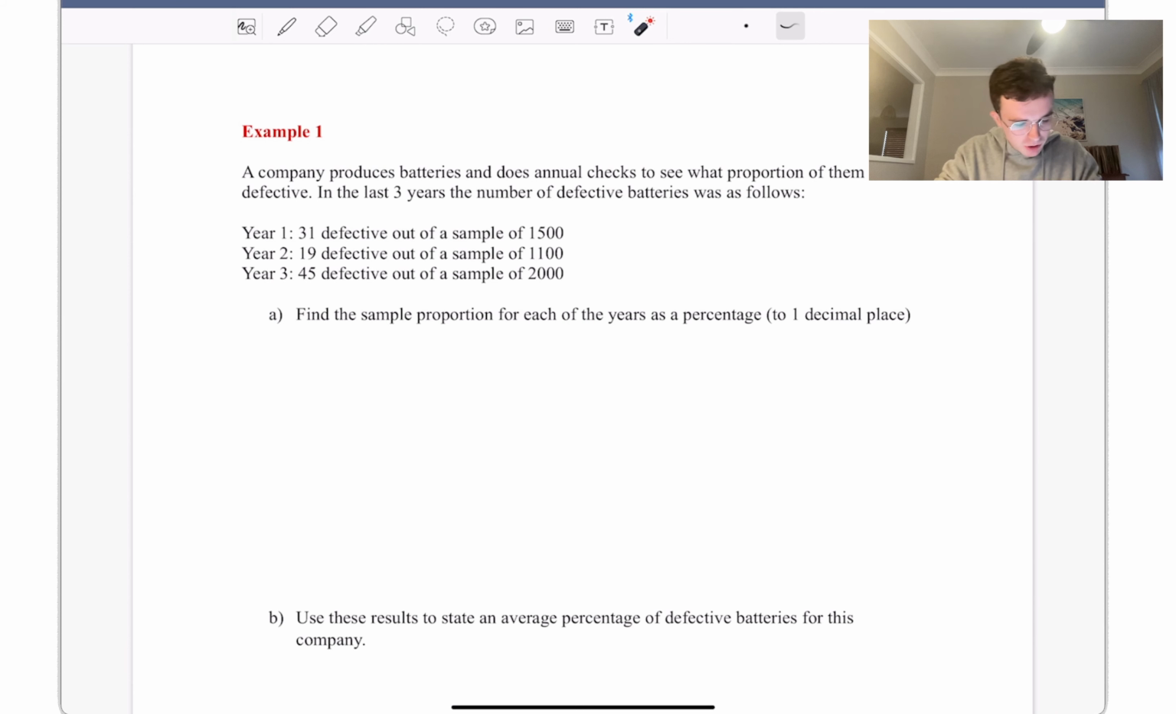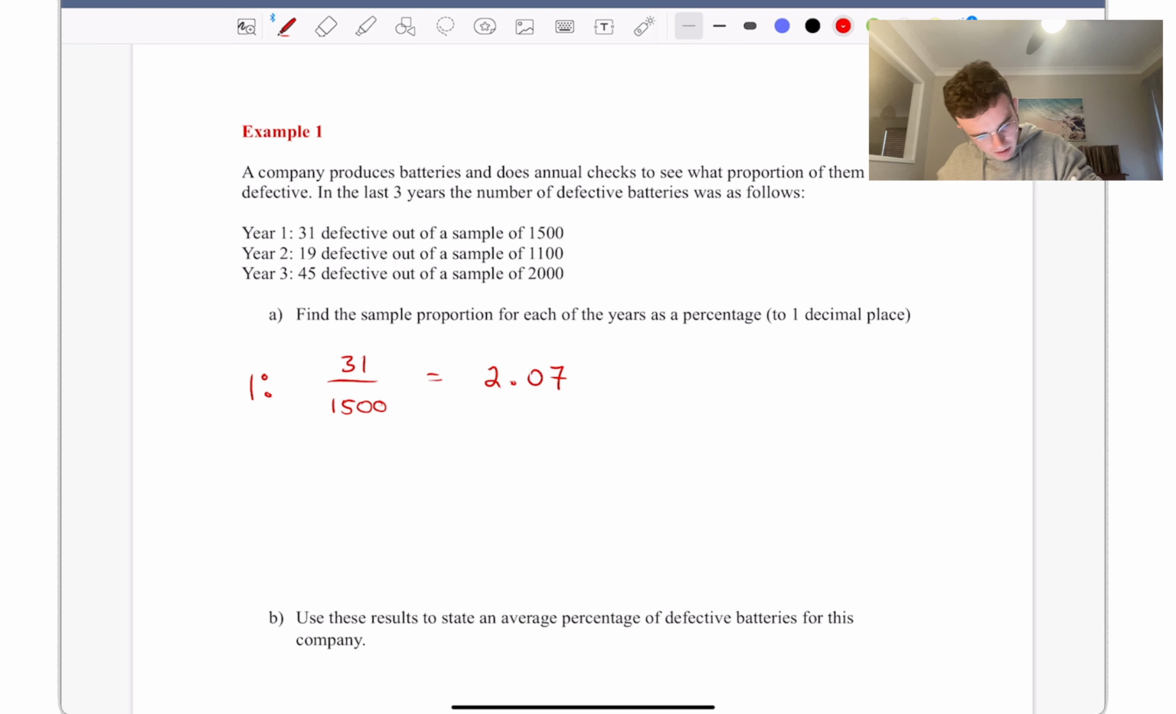So a company produces batteries and does annual checks to see what proportion of them are defective. In the last 3 years, the number of defective batteries was as follows. Find the sample proportion of each of these years as a percentage. So in year 1, it's going to be 31 on 1,500, and that as a percentage is 2.07%, or to one decimal place, 2.1%.